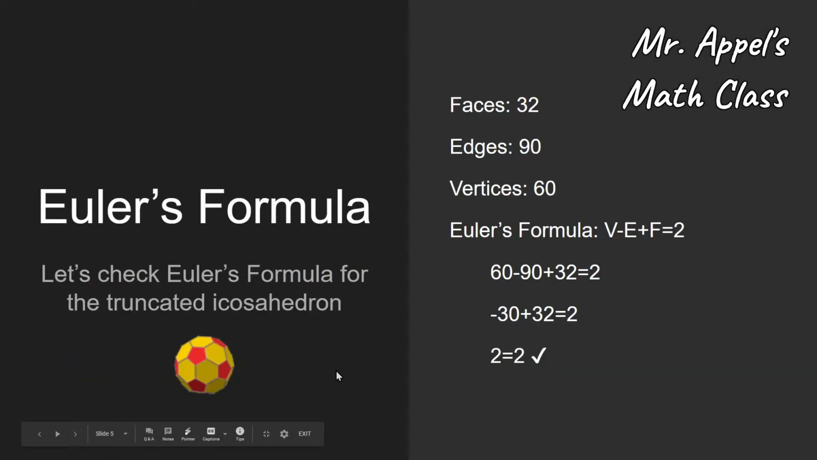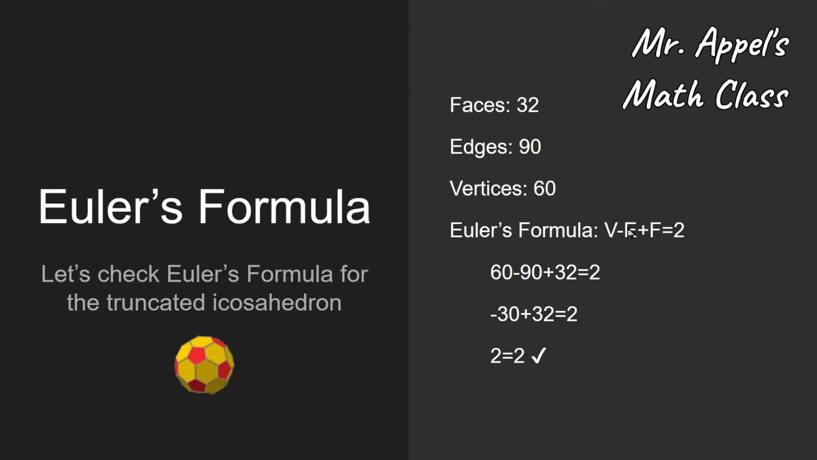How about Euler's formula? Does that hold true for Archimedean solids? Well, let's test one. We'll take the truncated icosahedron seen here as our example. This guy has 32 faces, 90 edges, and 60 vertices. No, I did not count them by hand. I looked it up. That's okay, you can do that.